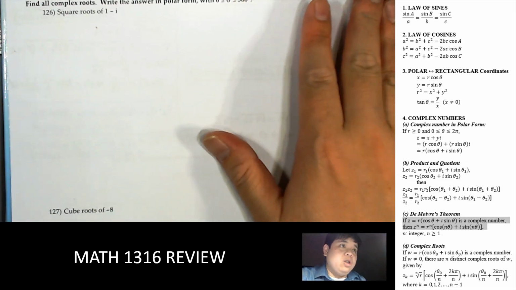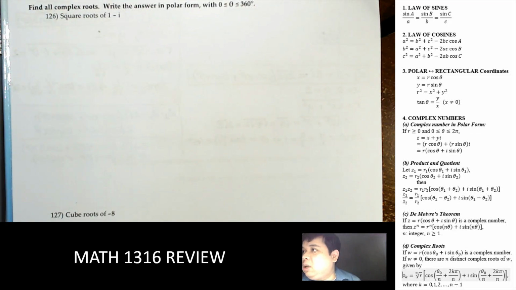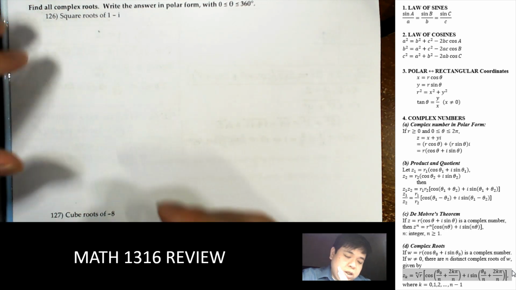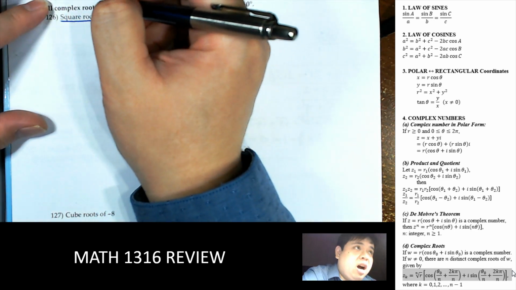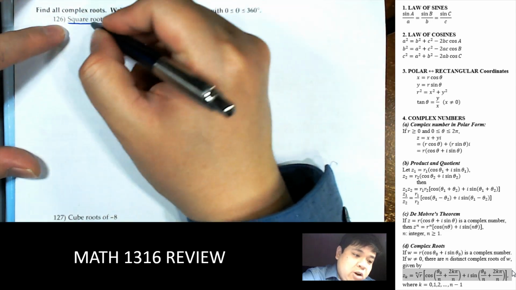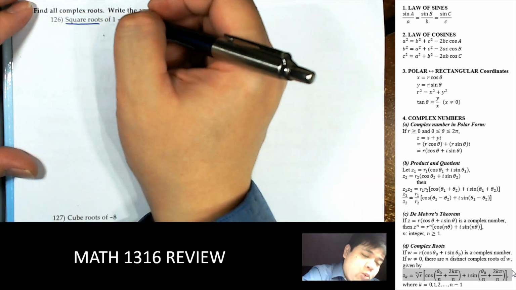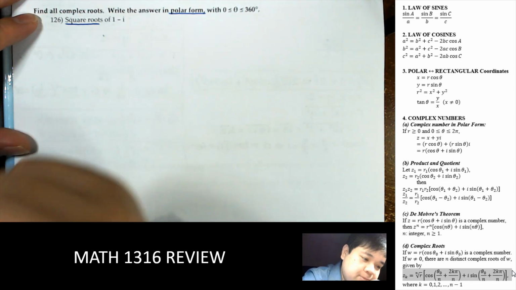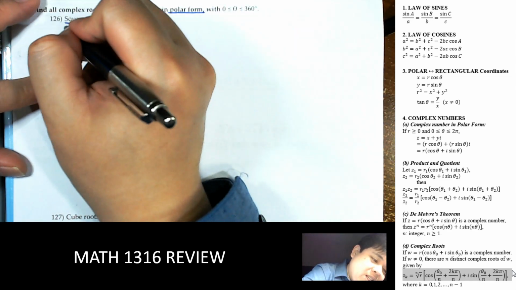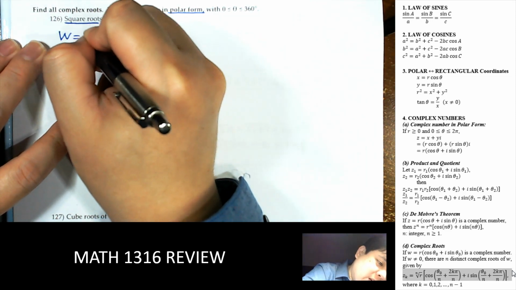This is actually also part of the De Moivre theorem as well, but this is the complex root. There will be a bunch of complex roots, depending on what the root is. So we have the square root of 1 minus I, right? We write the answer in polar form. First we will write 1 minus I in polar form. In this case the formula uses W, so let's use W equals 1 minus I.